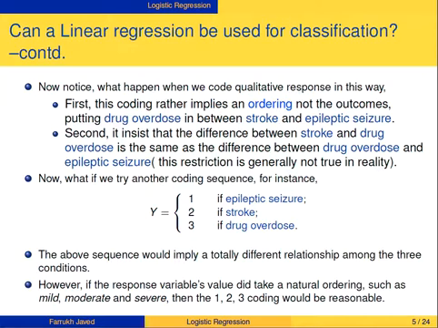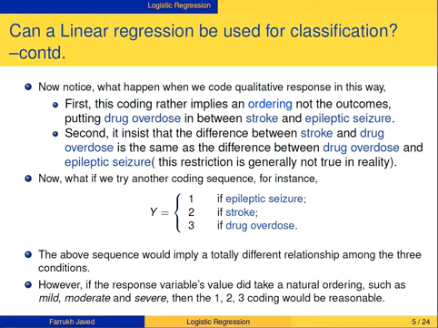Now what if we try another coding sequence, for instance? Some of you come up with another coding style and say, okay, now I put 1 for epileptic seizure, 2 for strokes, and 3 for drug overdose. Now you see that when you use a different coding, which of course you can, it distorts the definition we observed in the previous case. It also gives us a new definition among these three categories. The new sequence would imply a totally different relationship among the 3 conditions, right? This time the condition is completely different to what we observed last time.